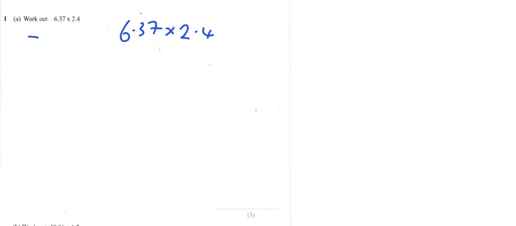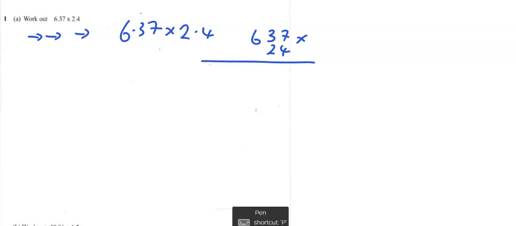With 6.37, I go 2 places to the right. With the other one, it's 1. And so I'm now doing 637 times 24, which I now do as a long multiplication sum. 4 times 7 is 28. 4 times 3 plus 2 is 14. 4 times 6 is 24 plus 1 is 25. So let's just remove a couple of bits there.